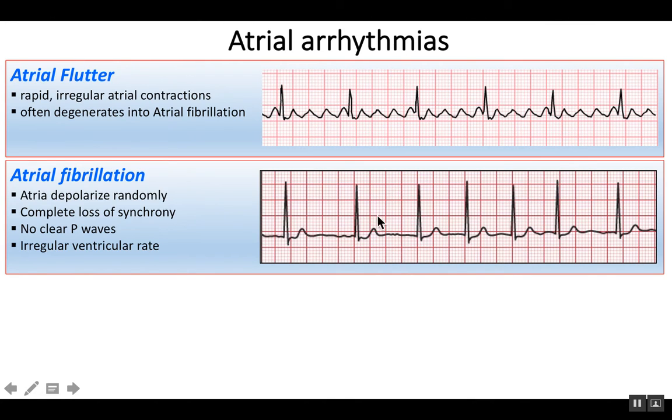So in this arrhythmia, if we locate the QRS and look immediately before it, we do not see clear P waves. There's also some irregularity to the interval between QRSs. Notice how they're progressively getting closer together as we go through this tracing.